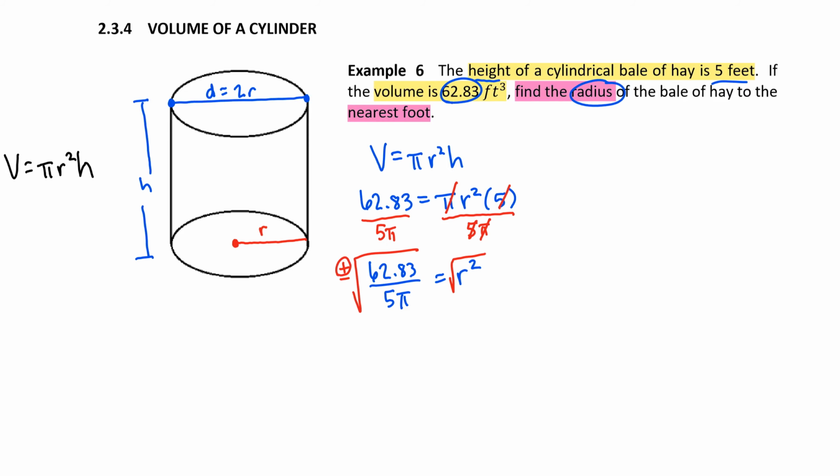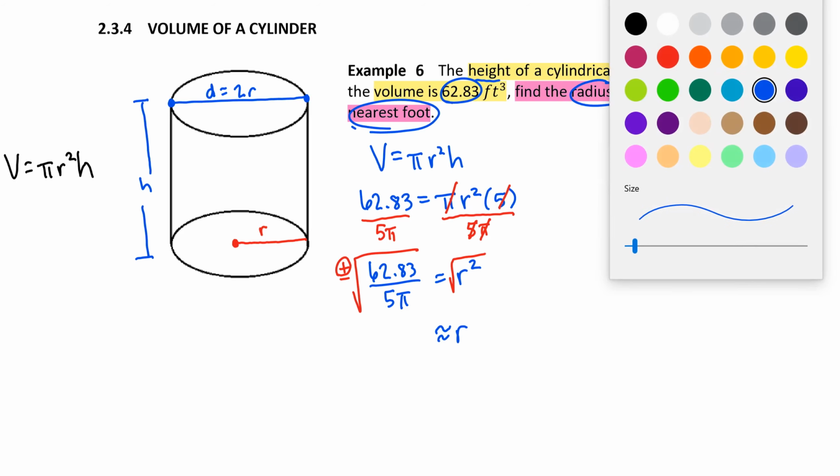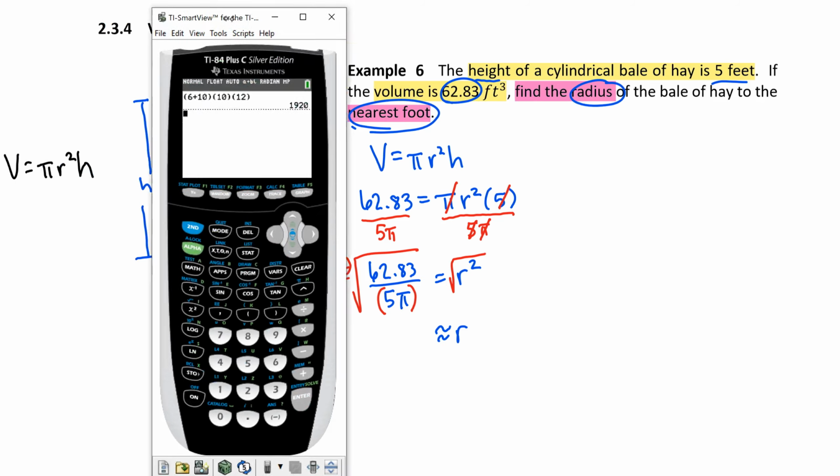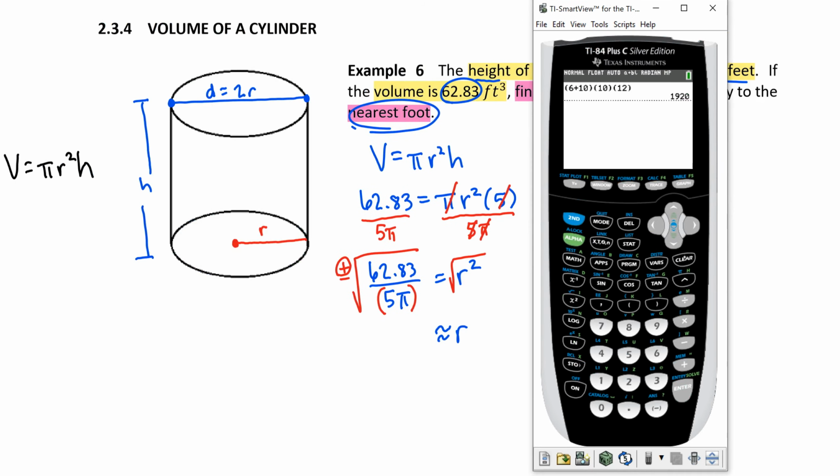So we're going to evaluate this with our calculator. The square root of r squared is r, and let's go ahead and approximate this to the nearest foot using our calculator. Now, big word of caution here: when I plug this into my calculator, it's very important that I put parentheses around that 5 pi in the denominator. Remember, anytime you have an operation in either your numerator or denominator, enclose it in your calculator in a set of parentheses. This will help your calculator to use the correct order of operations.